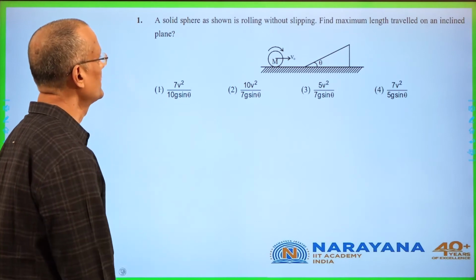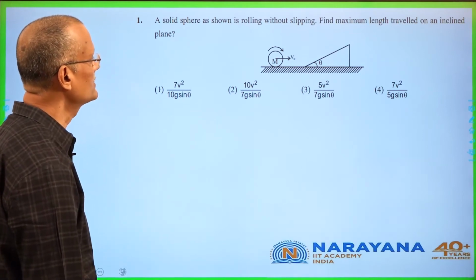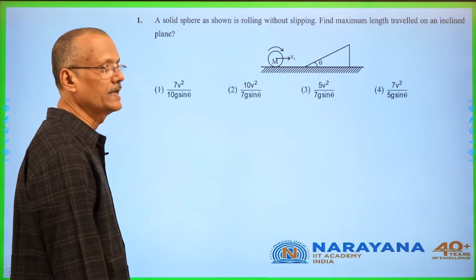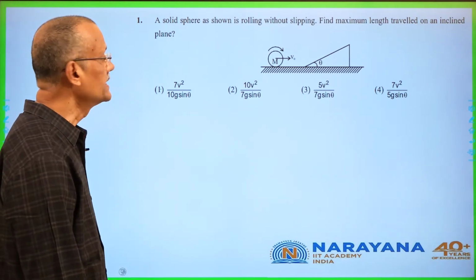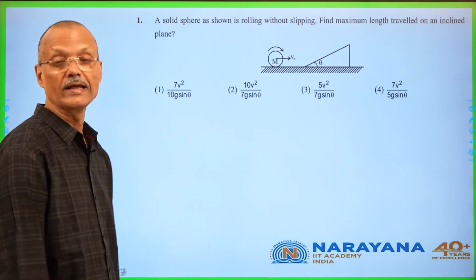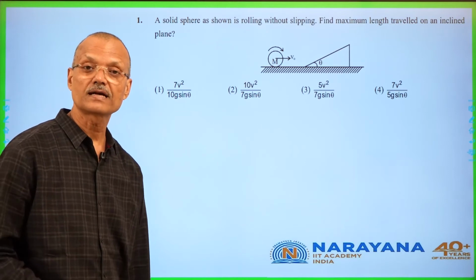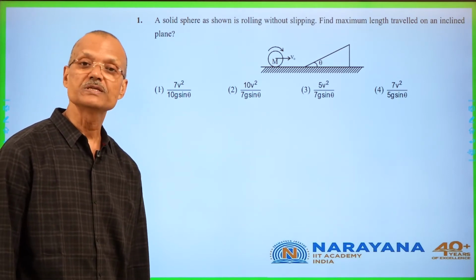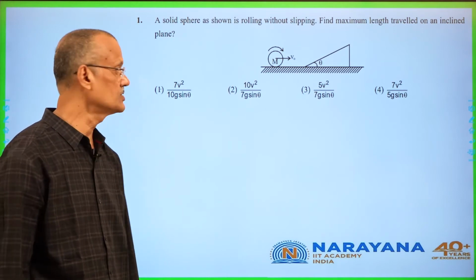A solid sphere as shown is rolling without slipping. Find the maximum length travelled on an inclined plane. It is a problem from your rotatory motion. The body is rolling, so it will have translational kinetic energy plus rotational kinetic energy. You can use the principle of conservation of energy.